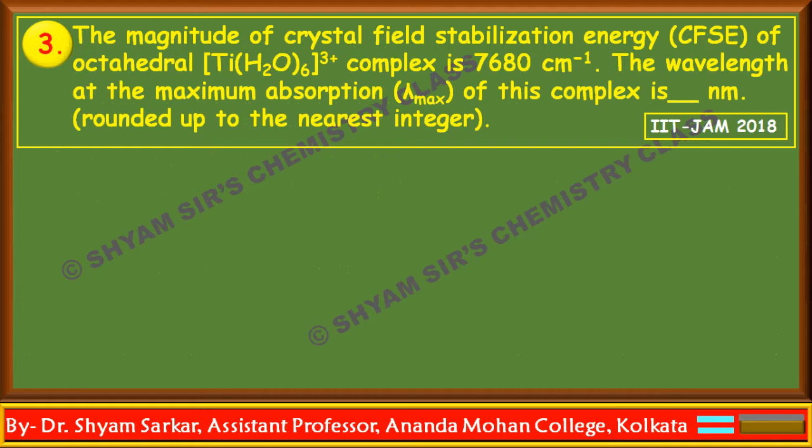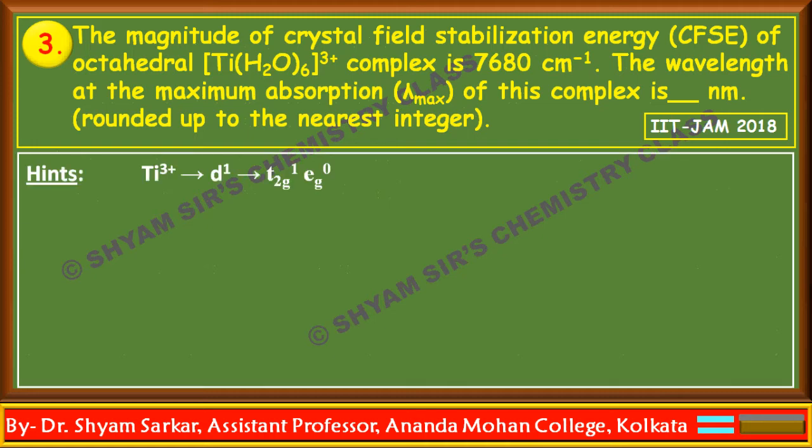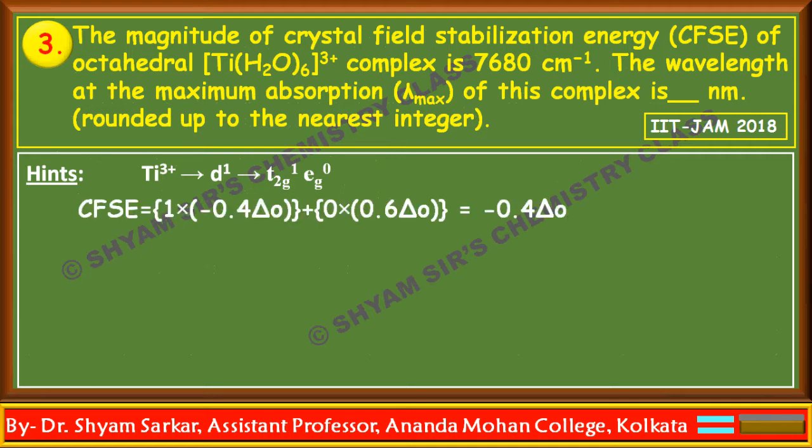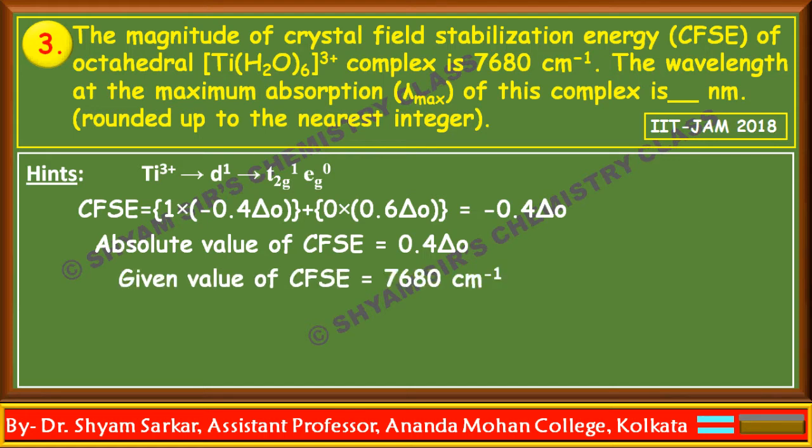Titanium 3+ is given, which means d1 electronic configuration, and t2g1 eg0 will be the correct electronic configuration. If you calculate CFSE, it is 1 into minus 0.4 delta O plus 0 into 0.6 delta O, that means minus 0.4 delta O, and the absolute value of CFSE is 0.4 delta O. We will not consider the negative sign here, and the given value of CFSE is 7680 centimeter inverse.